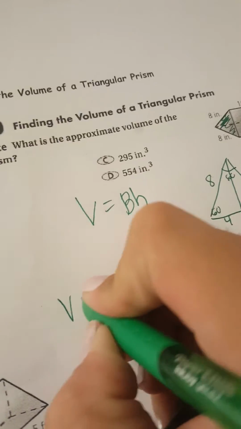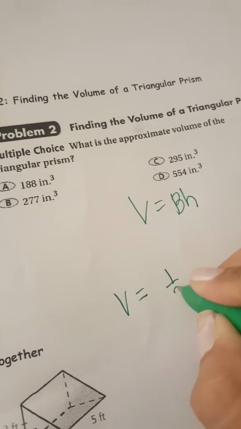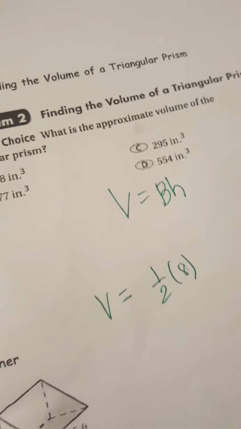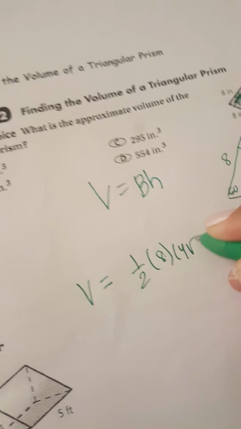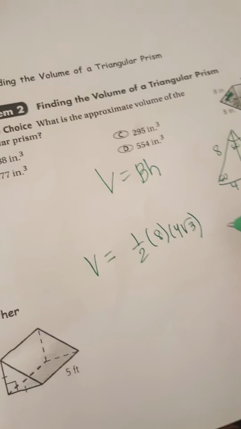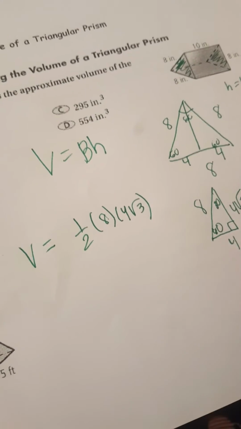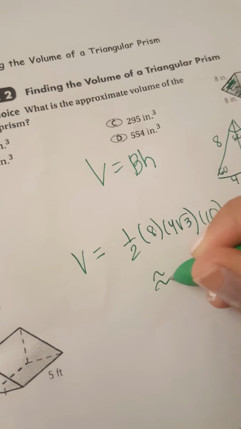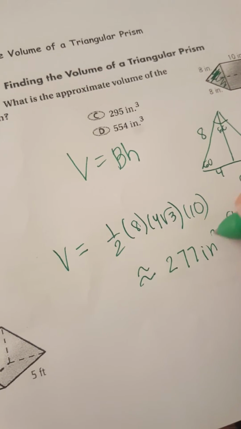So now let's go ahead and find the volume. The volume is going to be the area of the triangle, which is 1/2 my base, which is 8, times the height of the triangle, which is 4 radical 3, times, again, the height of the whole entire prism, which is 10 inches. If you plug it into a calculator, you should end up with approximately 277 inches cubed.